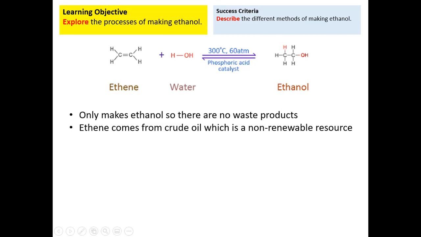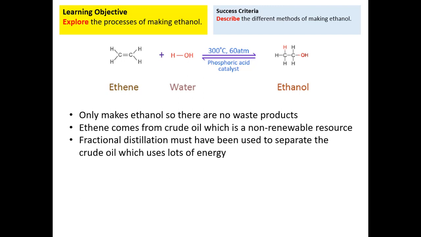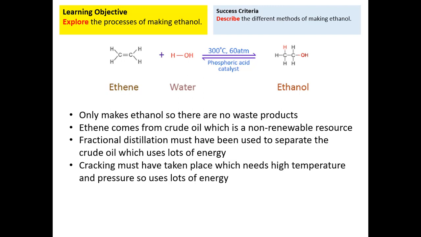Now, a bad thing is that the ethene comes from crude oil, which is a non-renewable resource. So it's running out. We also need it for a lot of other things. So to do it this way, you're using crude oil that you've got other uses for. Now, when we get our products from crude oil, we know that we've got to put them through fractional distillation, which uses a lot of energy. And even then, you're left with an alkane. And to get from an alkane to an alkene, you've got to do cracking, which again needs high temperature and high pressure. So again, it uses lots of energy.